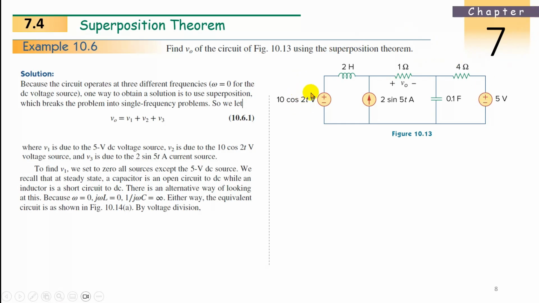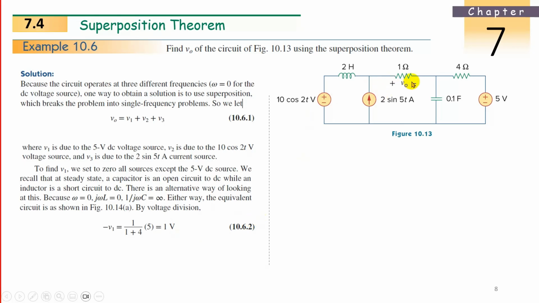Now coming to the second, V2. So let's check that one. Now how is the current flowing? In this direction. So the plus minus is opposite, so it is minus 1 volt. So minus V1 it will be. That is 1 volt and V1 will be minus 1 volt.